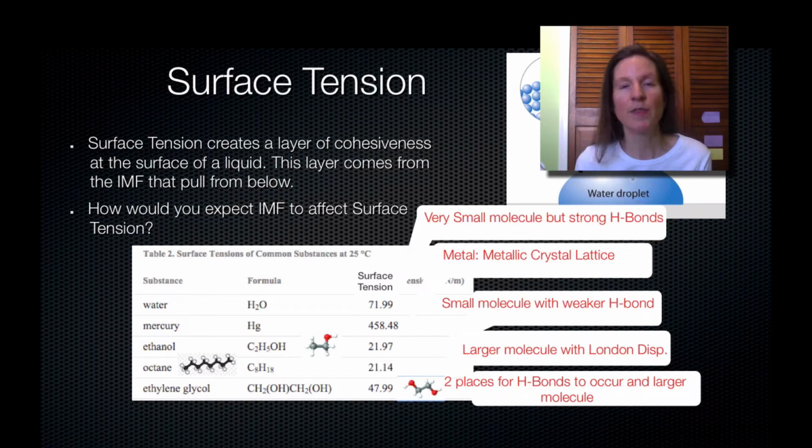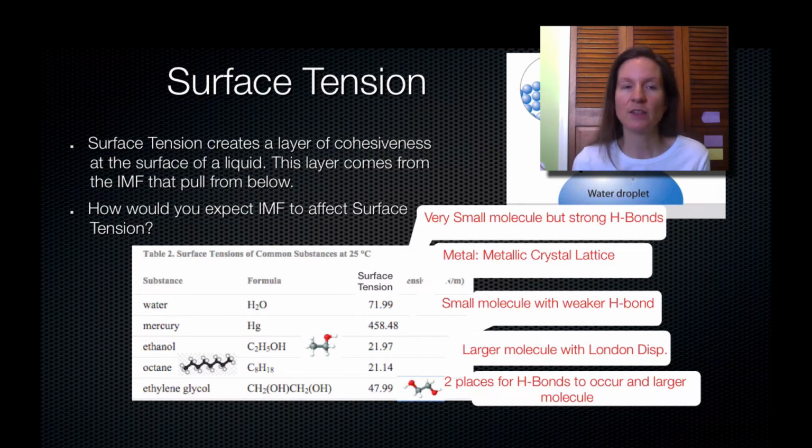The number one thing that sticks out is how strong mercury's surface tension is. And if you think about it, that's not a molecule. The reason its tension is so big is because it is not held together by IMFs. All the mercury is being held together by bonds, and all bonds have a stronger force of attraction than any IMF. Metals are held together by metallic bonds, a really strong force of attraction, so a super big surface tension. So that's definitely number one.